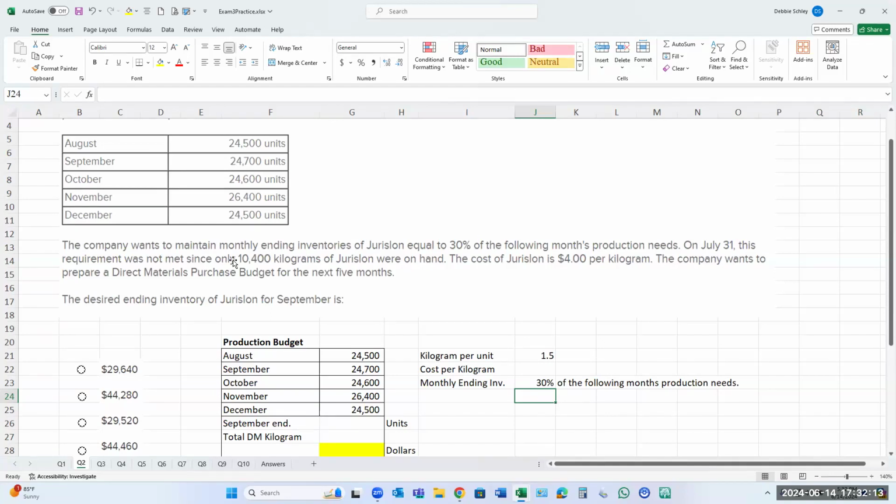So July ending, anyway, was 10,400 kilograms of Jerchlon on hand. The cost of Jerchlon is $4 per kilogram. The company wants to prepare a direct materials purchase budget for the next 5 months. The desired ending inventory of Jerchlon for September is.